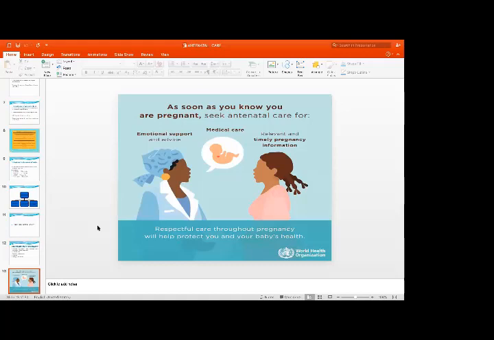As soon as you know that you are pregnant, seek antenatal care for emotional support and advice, for medical care, and for relevant and timely pregnancy information. Respectful care throughout pregnancy will help protect the patient and her baby's health. This is the slogan of the World Health Organization, WHO.